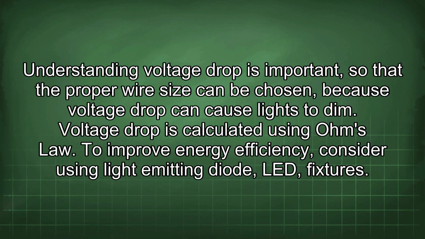Understanding voltage drop is important so that the proper wire size can be chosen, because voltage drop can cause lights to dim. Voltage drop is calculated using Ohm's law.